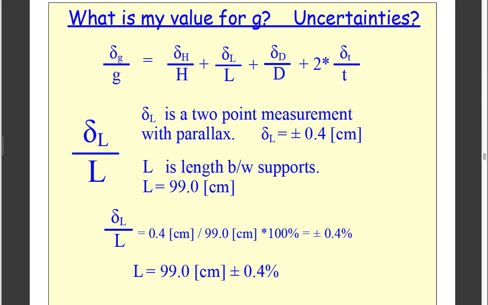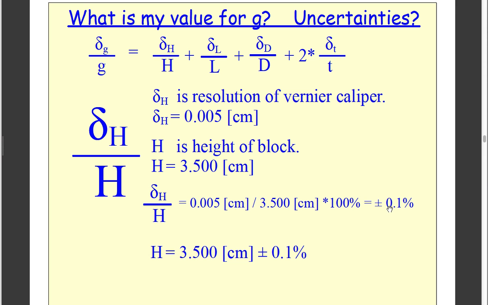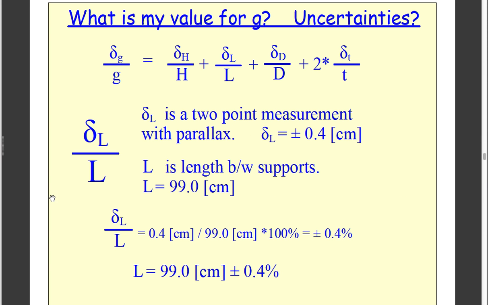The uncertainty in H was quite a bit less, 0.1. It was 4 times smaller, or my uncertainty in length is 4 times greater. So I report length is 99.0 centimeters plus or minus 0.4%, and then in parentheses on the post lab I would state that this is a 2-point measurement with parallax.